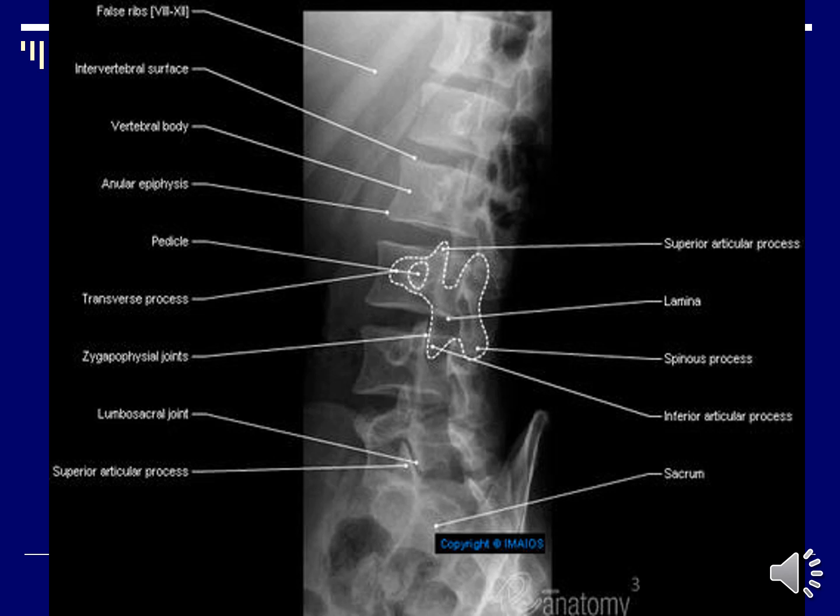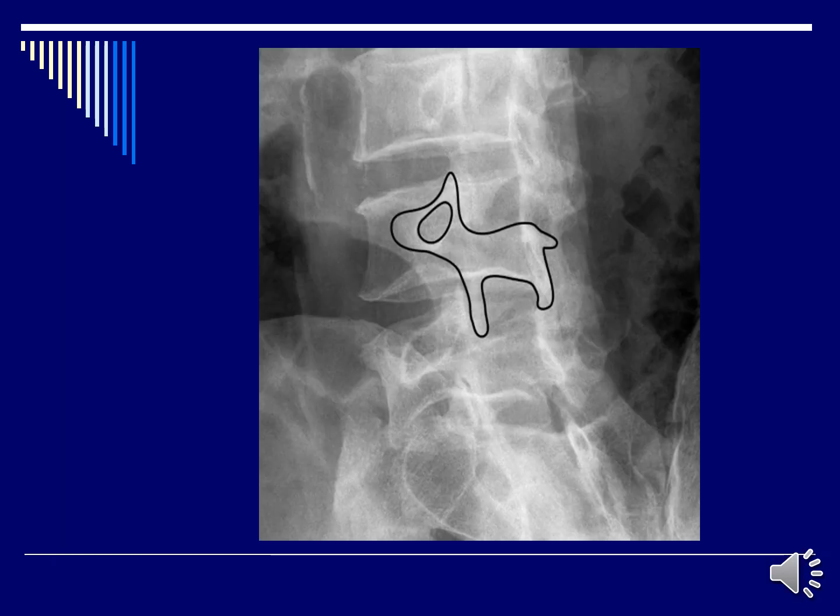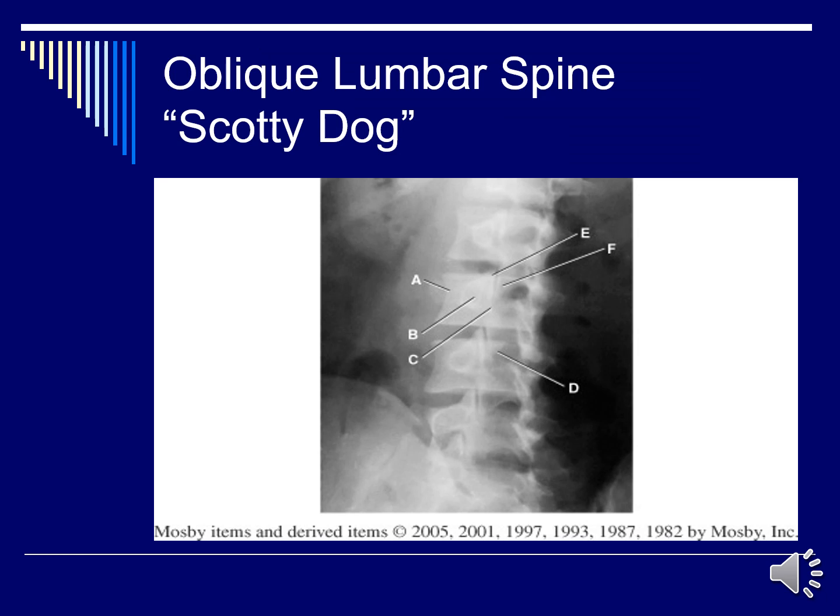So this is just a radiograph outlining that Scotty dog along with the anatomy so that you can identify your structures. Once again, here is an outline of those structures forming that Scotty dog. I want you to take a moment and look at this radiograph and compare it to your textbook and label A through F.